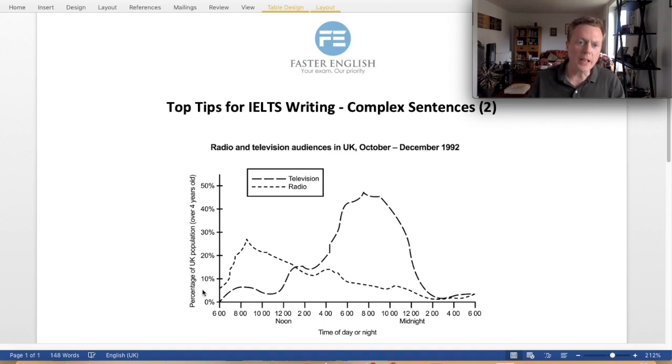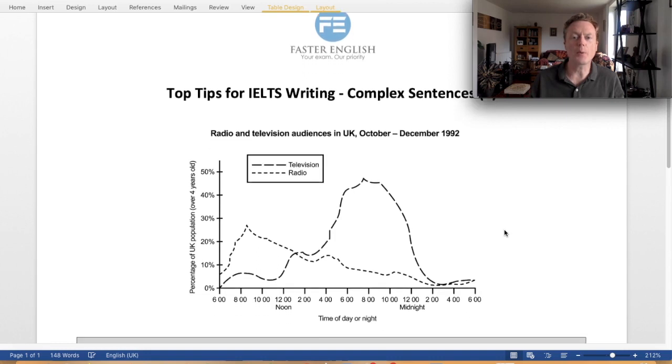Well, we can see here it's the percentage of UK population. So this is how many people are listening to the radio in percentage, or how many people are watching TV as a percentage. And here is the time of day. So over one day, what percentage of the population are listening to the radio or watching TV. However, many people don't do that. They just write about television or radio.